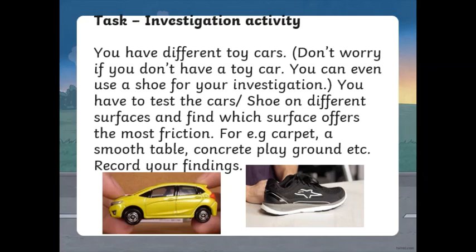Then you're going to record your findings: which surface made the car move the fastest and which surface made the car move the slowest. So this is your task. Write your findings on a sheet of paper and then you can email it to me and I'll be happy to mark your answers.